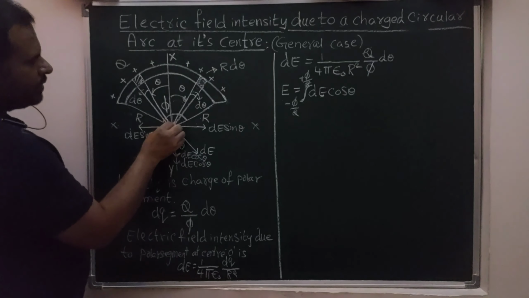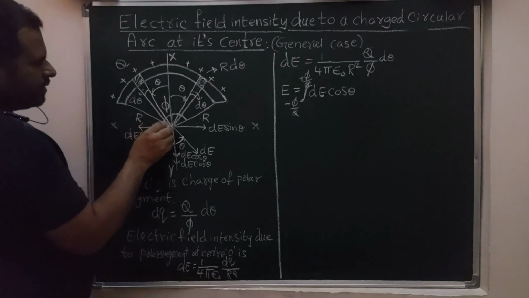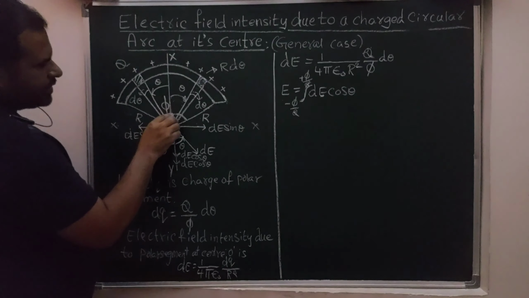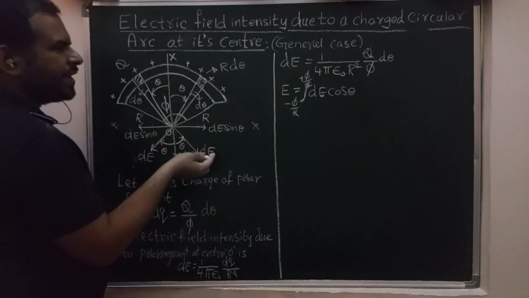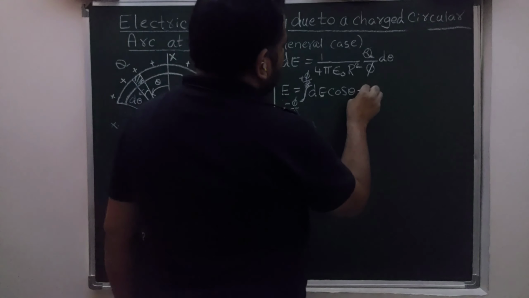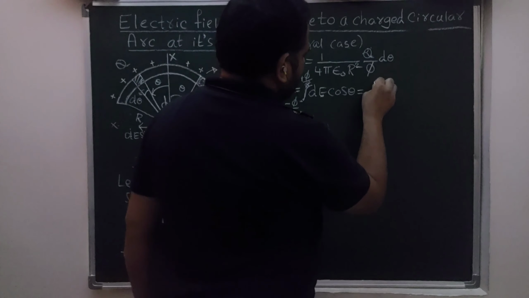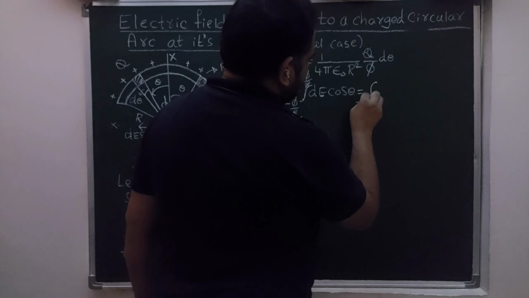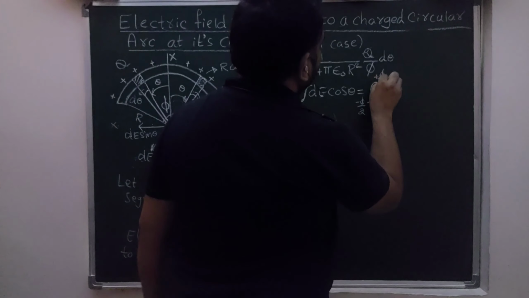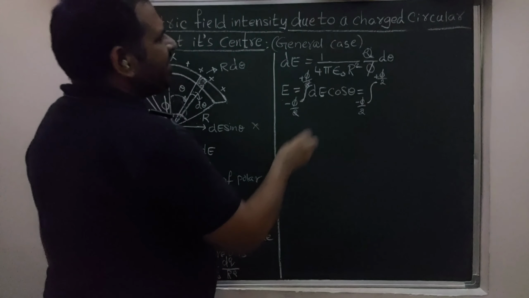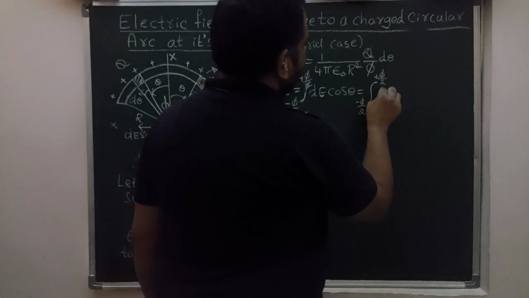Here is 0; from here this angle is minus phi by 2, next to 0, next to plus phi by 2. So total minus phi by 2 to plus phi by 2. The total angle is how much? Again phi. Now the integration limits are minus phi by 2 to plus phi by 2. Okay, so the dE value. What is the dE value?